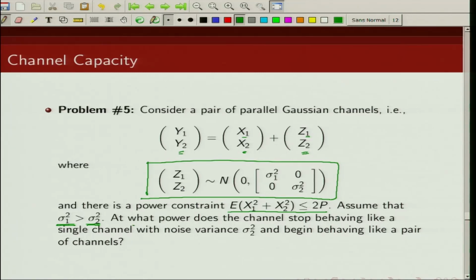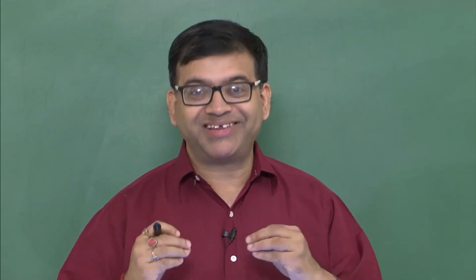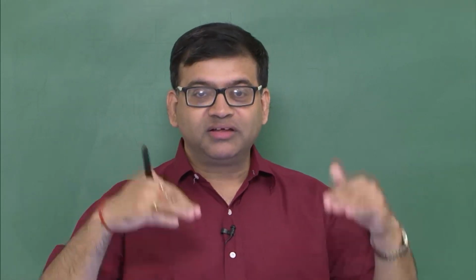So, the question is, at what power does the channel stop behaving like a single channel with noise variance sigma 2 square and begin behaving like a pair of channels? If you recall from our discussion on the water filling algorithm, if we have a pair of Gaussian channels, we will first start allocating power to the channel which is less noisy. So it will continue to behave like a single channel until it reaches a point when the sum of power and noise variance becomes equal to the noise variance of the second channel. Once that happens, power will start getting distributed in both the channels.